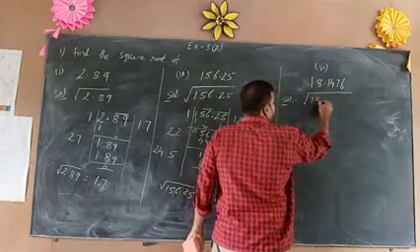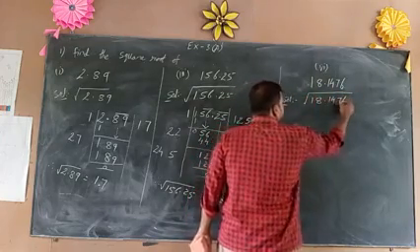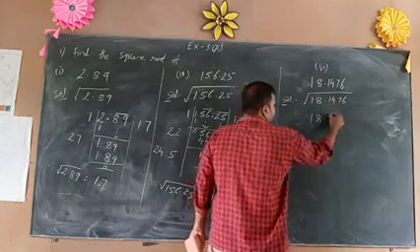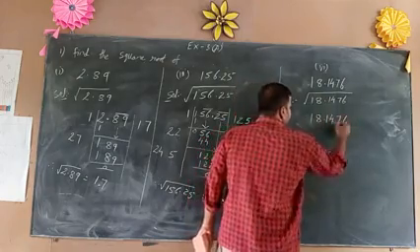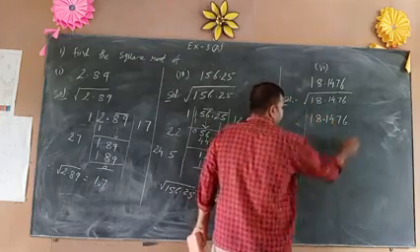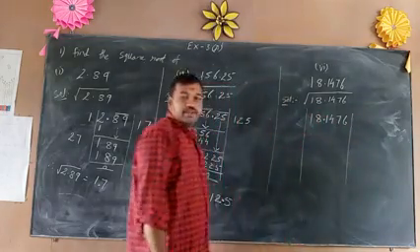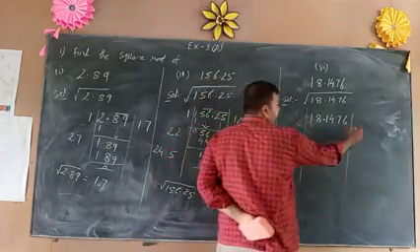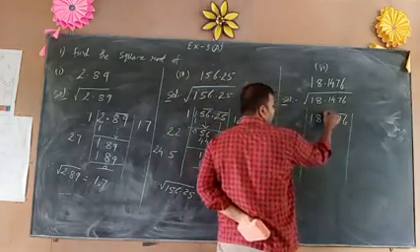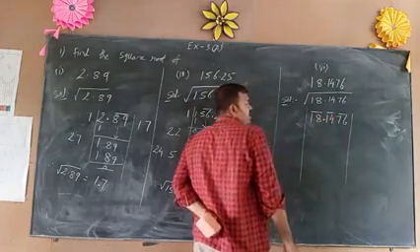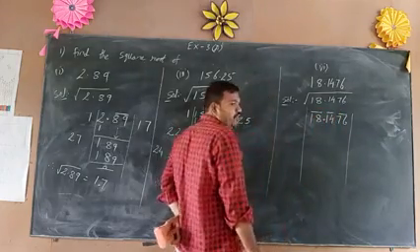Square root of 18.1476. We are doing the square root in the division method. Giving bars in pairs from back to front, each and every two digits, always from back to front.